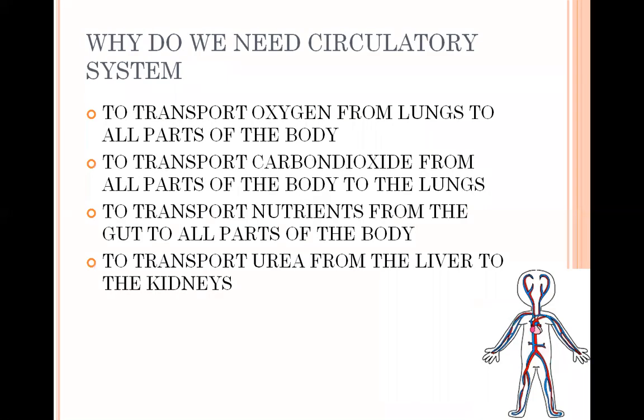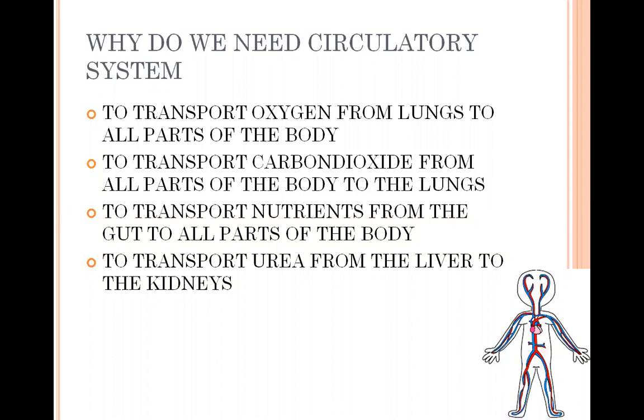So what do we need a circulatory system for? Why is it required? To transport oxygen from the lungs to all the parts of the body. Suppose you have inhaled oxygen; the oxygen directly goes into your lungs. Now, without the circulatory system, our body parts cannot get the oxygen that is present in the lungs.